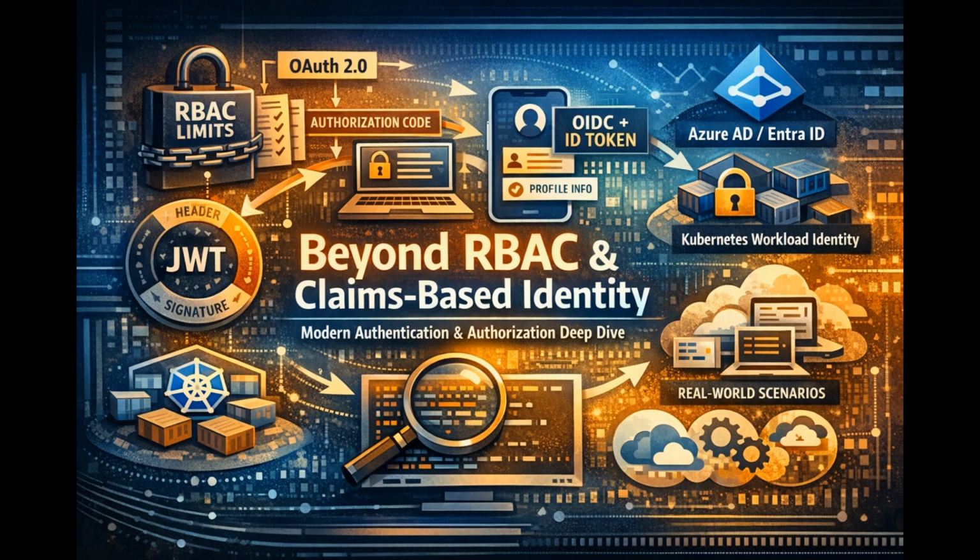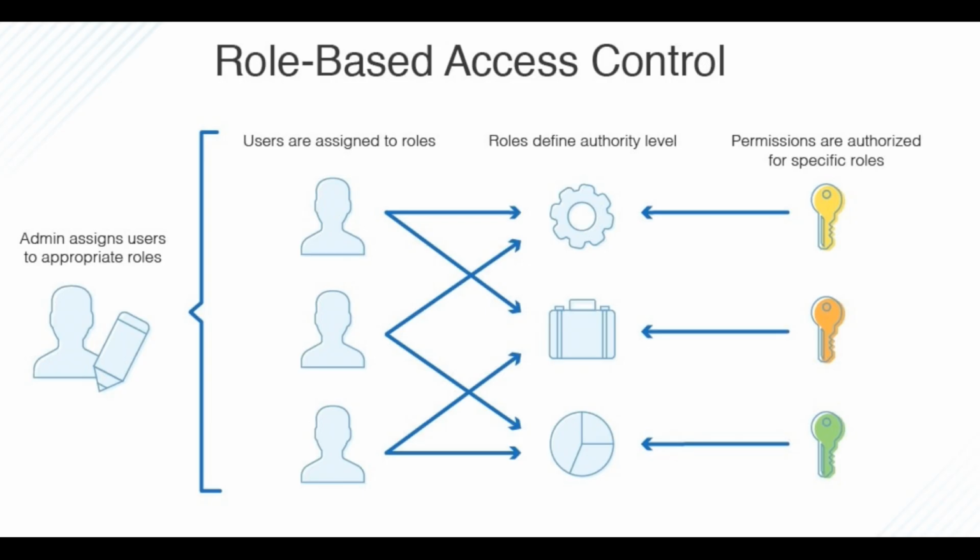In this guide, we're going to explore the evolution from simple role-based access control, or RBAC, to modern claims-based authorization. We'll dive deep into OAuth 2.0 and OpenID Connect, understand how tokens work under the hood, and see how these patterns play out in real-world cloud-native applications. By the end, you'll understand not just what these technologies are, but why they exist and when to use each one.